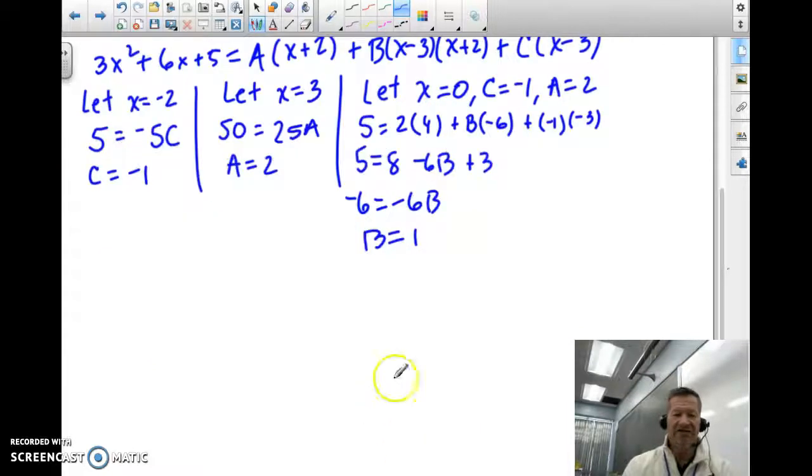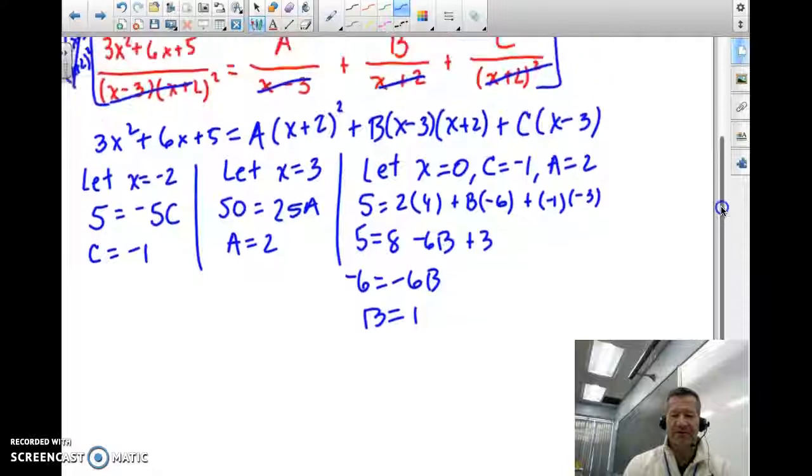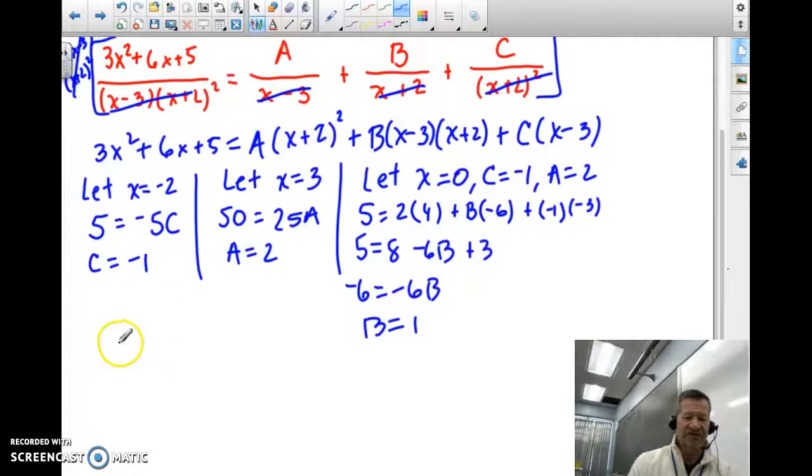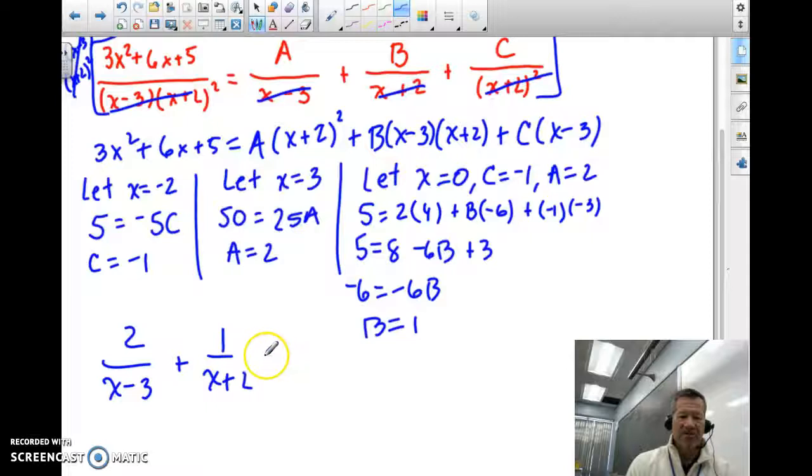So my answer is, put a over x minus 3, so 2 over x minus 3, plus b, which is 1 over x plus 2, plus c, which is a negative 1 over the quantity x plus 2 squared. And there it is.